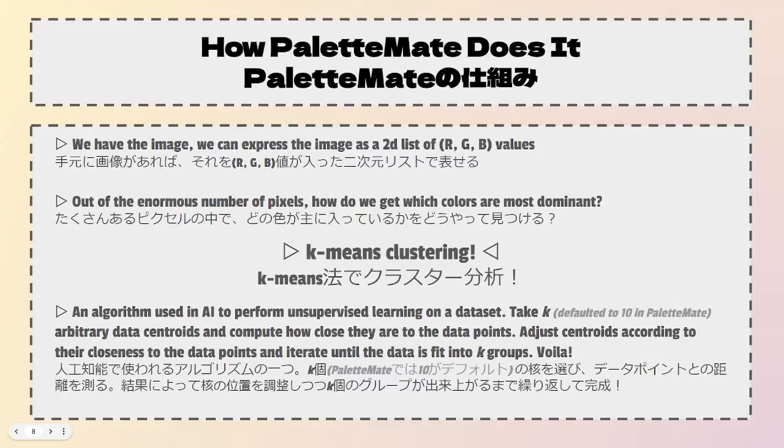So the k-means clustering algorithm is an unsupervised learning algorithm, which means it's used to identify patterns in unlabeled data. And the goal is to divide a set of data points into k clusters. And k is a number you're giving to the algorithm, which is set to 10 in PaletteMate.